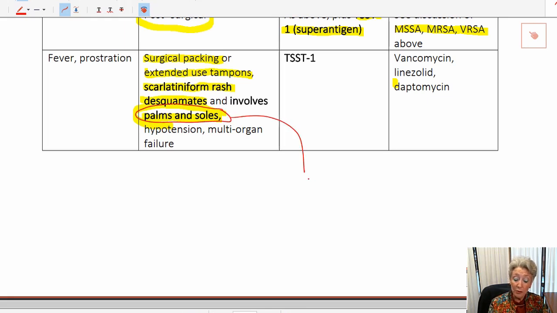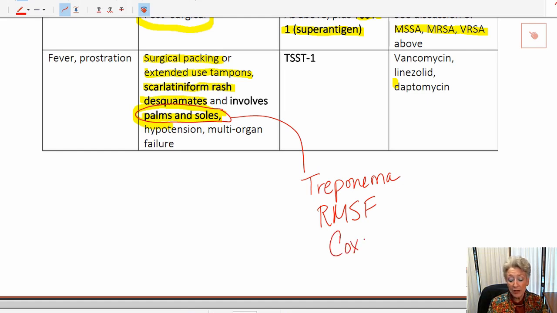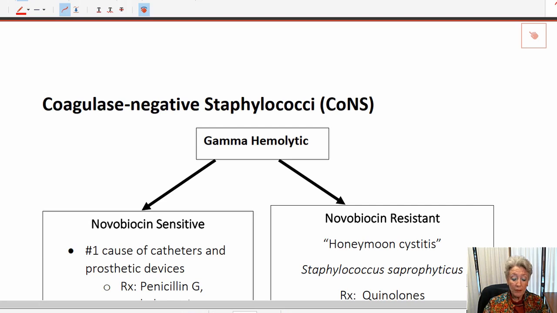The next one we'll come to in order will be Treponema. The agent of syphilis involves the palms and soles. And then we'll get to Rocky Mountain spotted fever, which also involves the palms and soles. And then within the viruses, we'll have Coxsackie. So really a total of 4 agents that cause a rash involving the palms and soles. So that's a pretty good unusual clue.